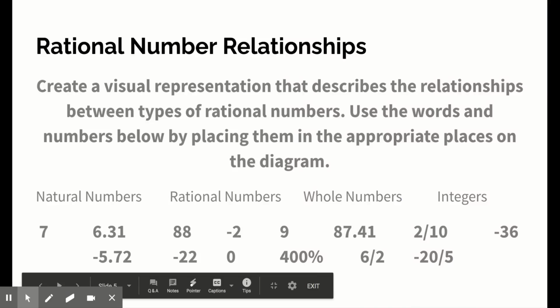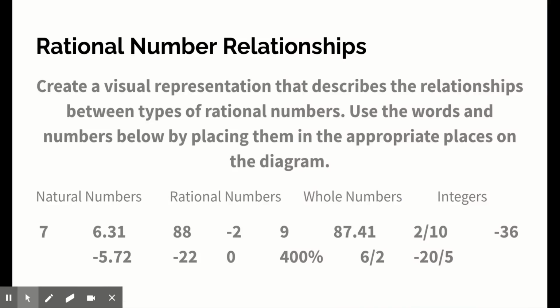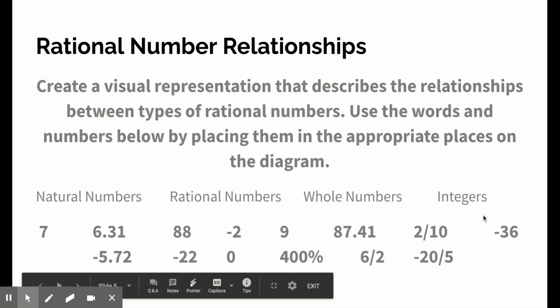So for rational number relationships, it says to create a visual representation that describes the relationships between types of rational numbers. Use the words and numbers below by placing them in the appropriate places on the diagram. So we're going to use this diagram, these vocabulary words, and these different numbers, and we're going to place them where they belong, okay? We'll do that together.